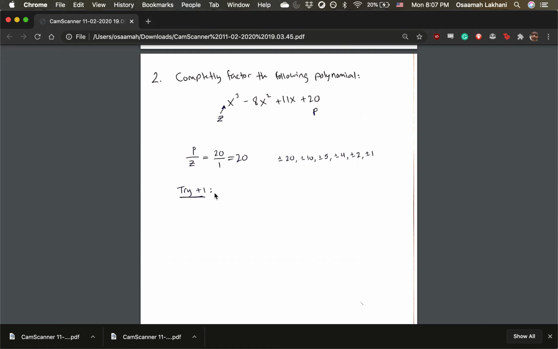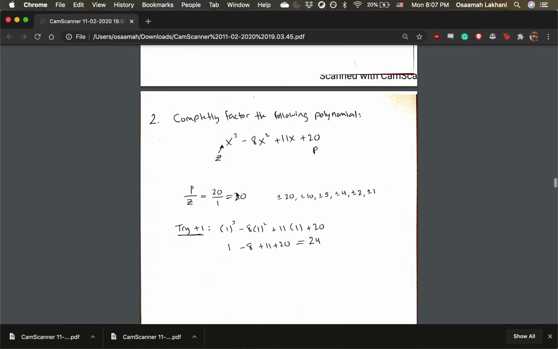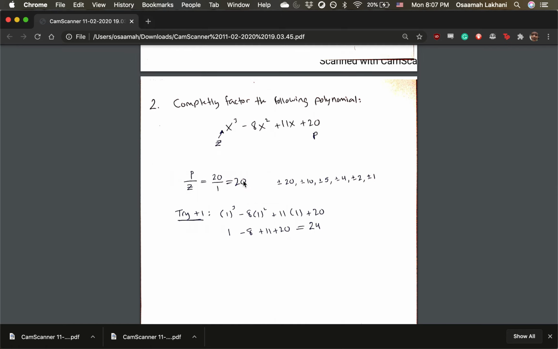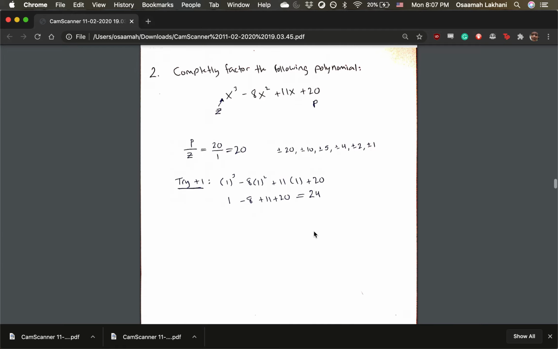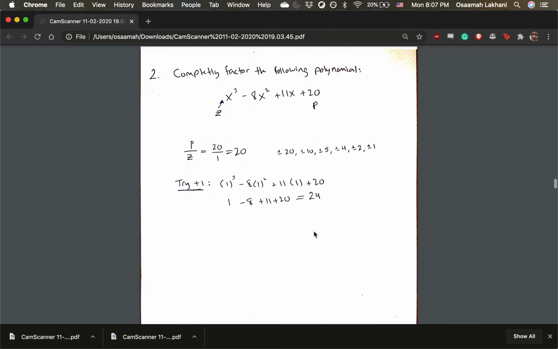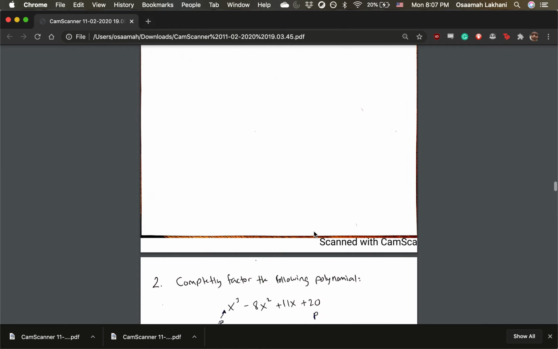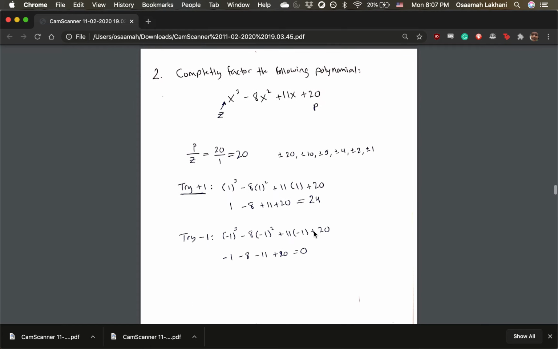So first we're going to try the positive one, and the goal is for us to plug this number in and it's equal to 0. I plugged in 1 for each of the x values, and that gave me 24. So that is not going to work. So I decided to try negative 2. I plugged in negative 2 for everything, and I did get 0. So that's one of our factors.